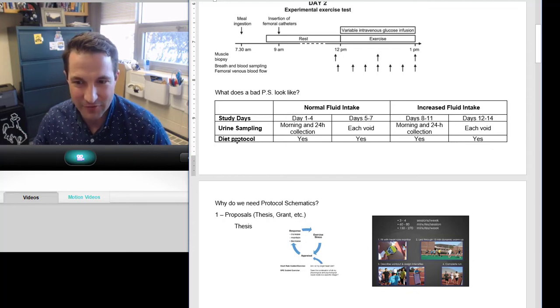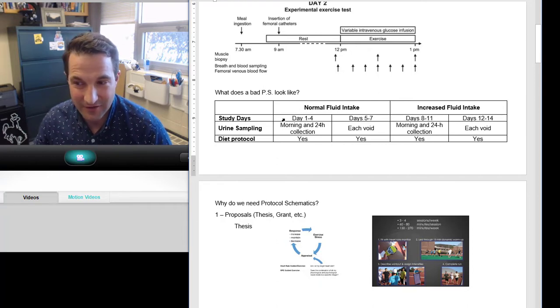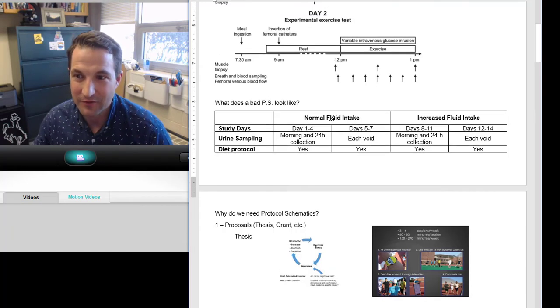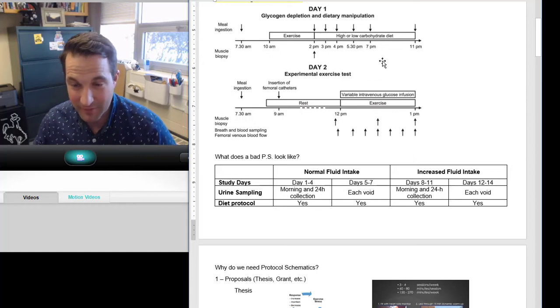And then my favorite part right here is this last row, diet protocol. Yes, yes, yes, yes. This gives me no information. All the authors would have to say is that the dietary protocol was practiced throughout the entirety of the data collection, and that would give me the exact same information that this line does. So table format is not going to be great for your protocol schematics, but looking at this one up here where we have some overall timing, that's number 1. We want to make sure we have that.